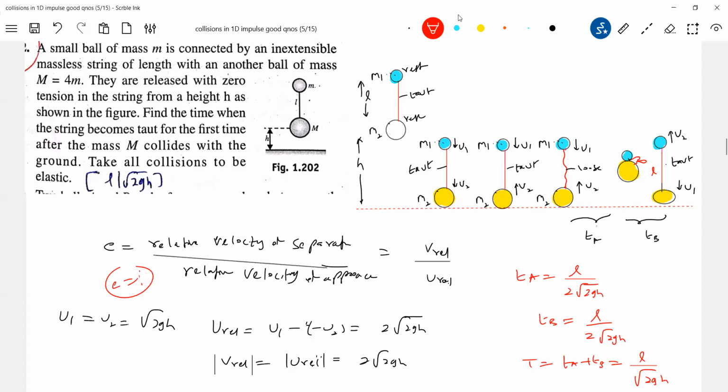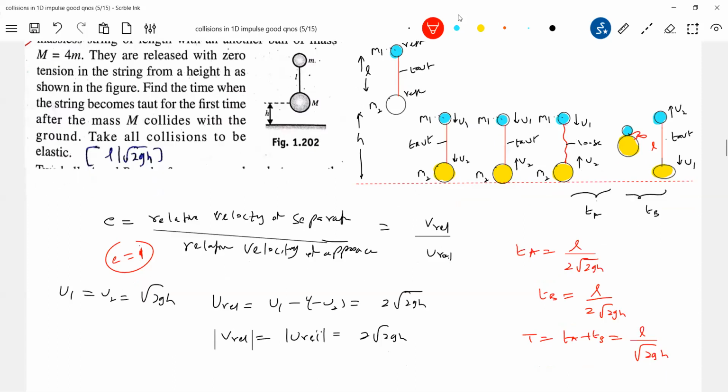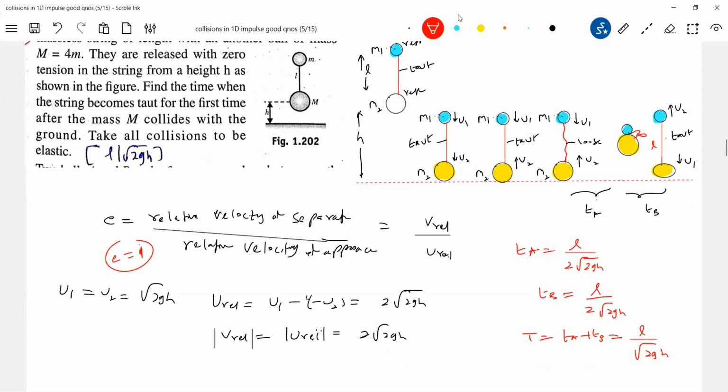Mostly, the problems will be there where you need not bother about the mathematics. Since it is an elastic collision, we are able to do the problem very easily. In inelastic, I think it is a little bit difficult. We have to do a lot of calculation. A lot of mathematics will be involved here.